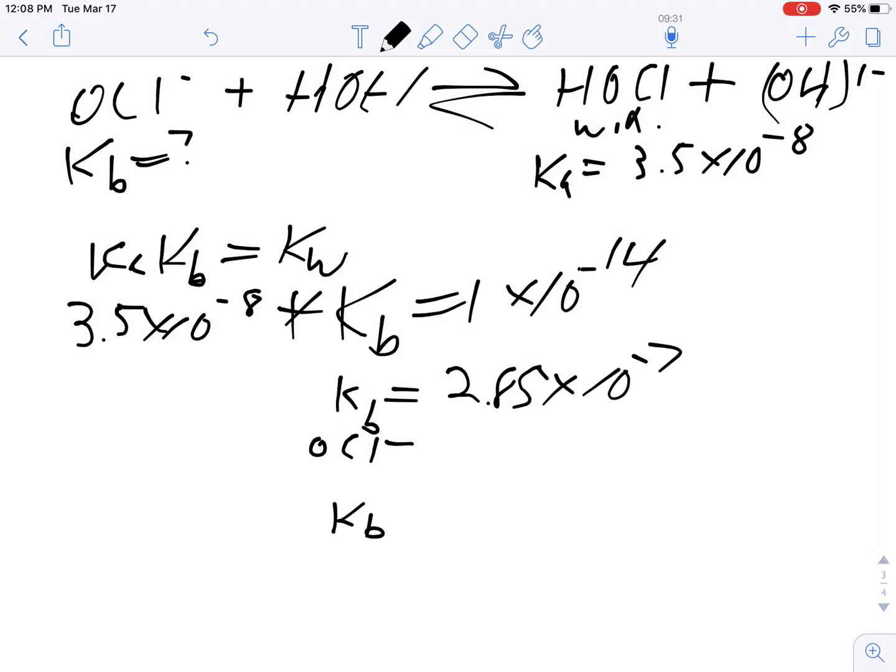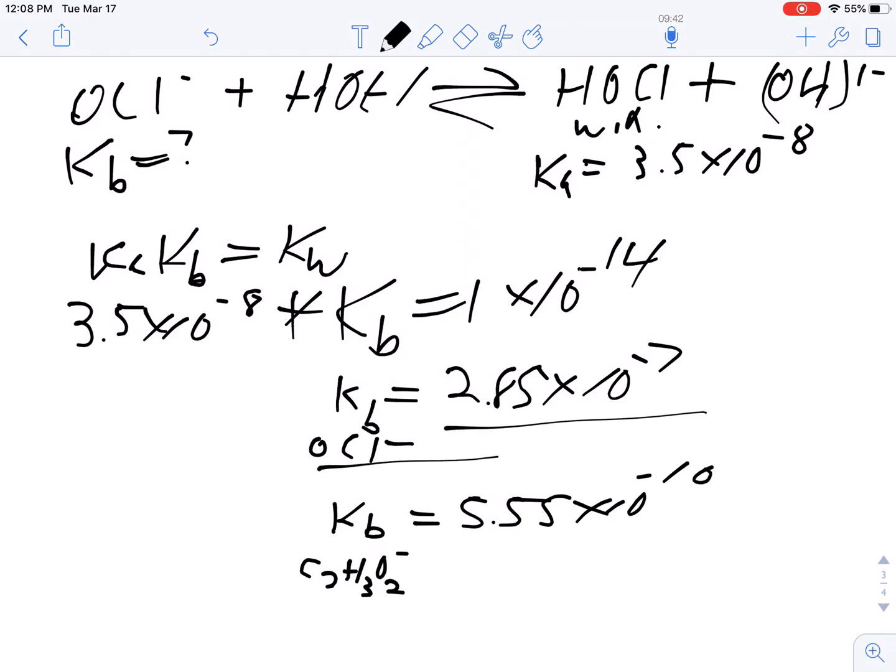Compare that with the Kb for the acetate, which was 5.55 times 10 to the negative 10th. Well, who's got the bigger Kb? The OCl does, so this is the stronger of the two bases.